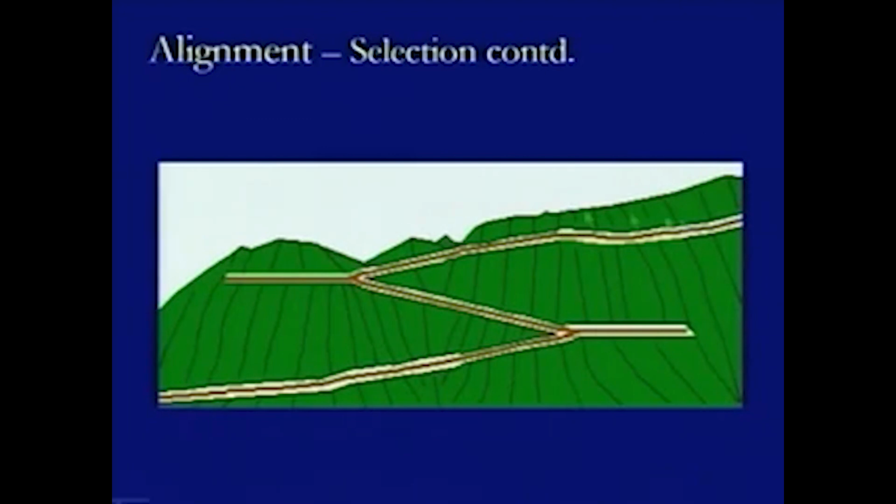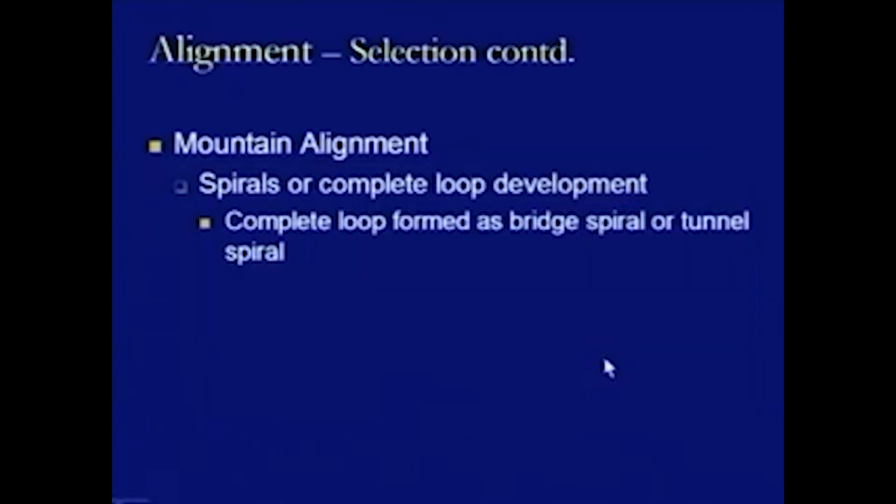This is the same switchback system which is being shown here, the contours along with the switching back condition. Then another type of mountain alignment is a spiral or complete loop development alignment, where the complete loop is formed as a bridge spiral or a tunnel spiral. There are two types of spirals which can be there on the basis of the loop formed.